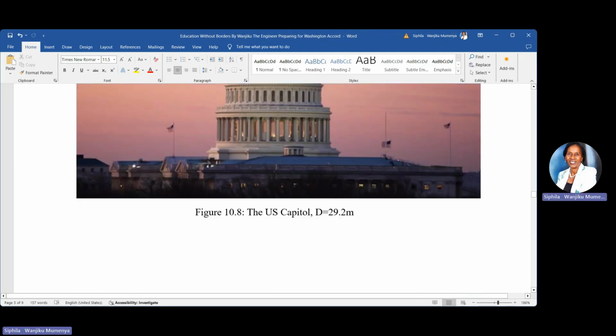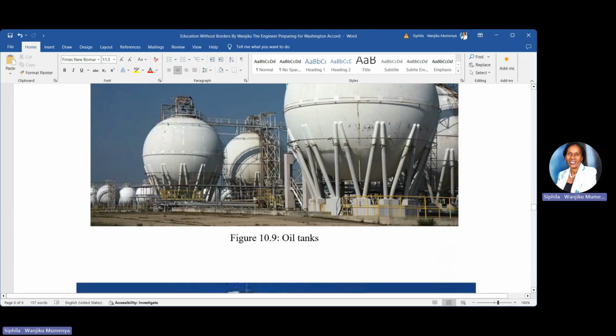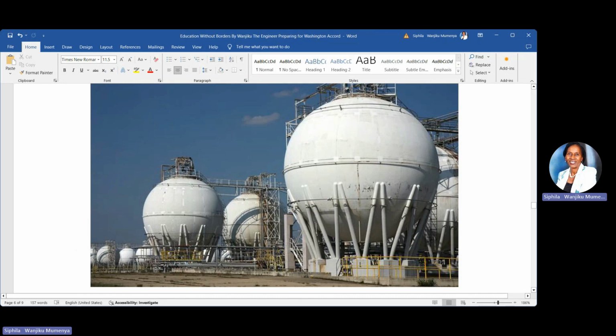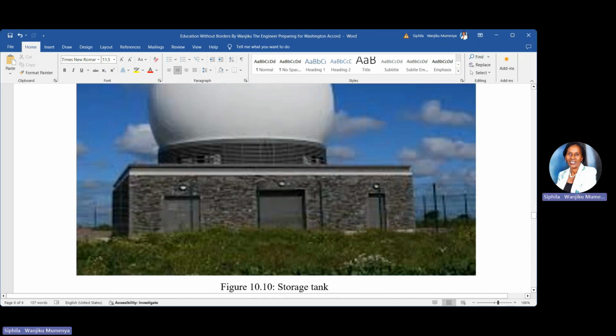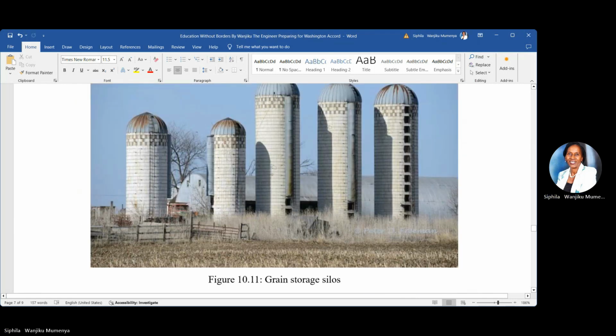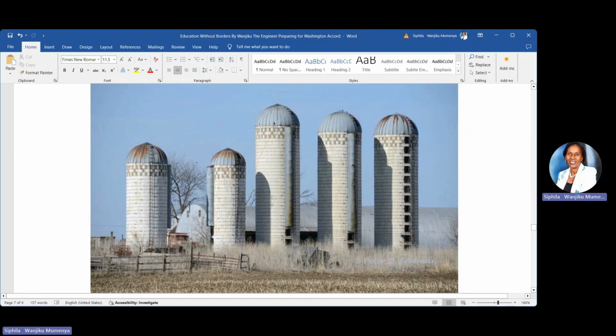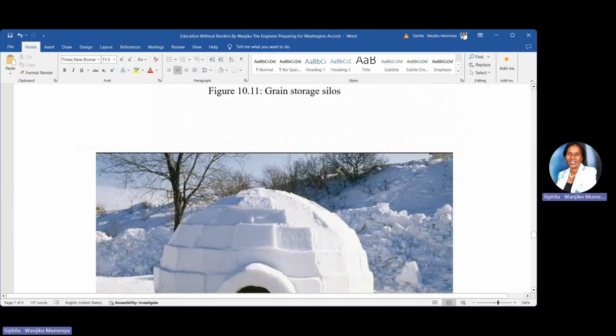Wow, the US Capitol, with a maximum diameter of 29.2 meters. And these are the oil tanks, different designs of oil tanks, and different support systems. It's high time we got used to this because we need to be global citizens. Grain silos are other types of dome structures, cylindrical dome structures with closed ends. We need to get familiar with that before we run away.